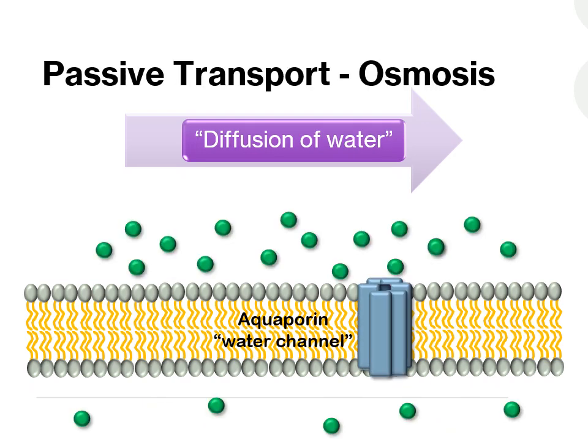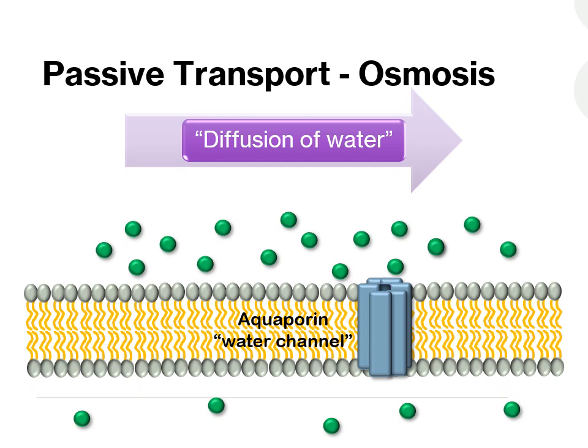The third type of passive transport that we're going to look at is osmosis, which you can think of as diffusion of water. Since water is polar, it moves very slowly through the plasma membrane unaided, but moves very quickly through water channels called aquaporins. Water will move in the opposite direction of solutes.